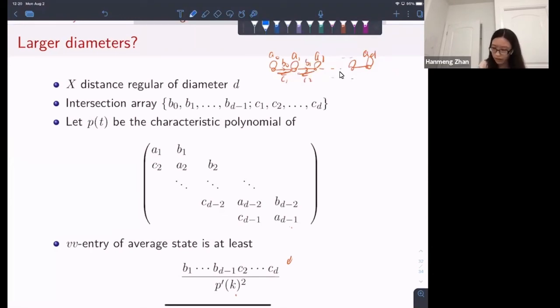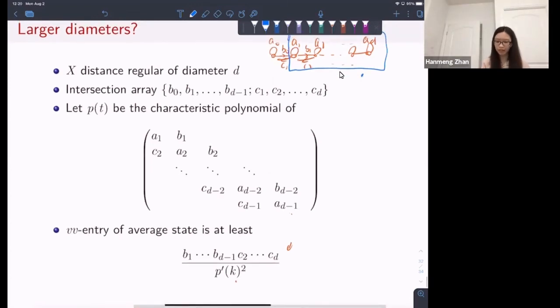X drop A now quotients down to this path with the first vertex deleted. So you can compute the average state of X drop 1 using spectral information of this. But as D gets larger, this can get very tedious to compute.